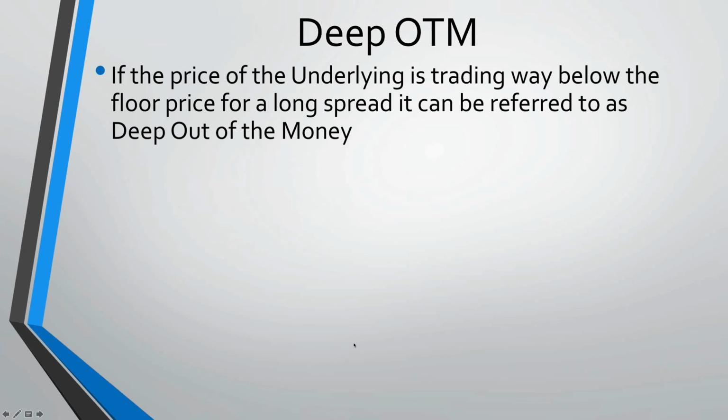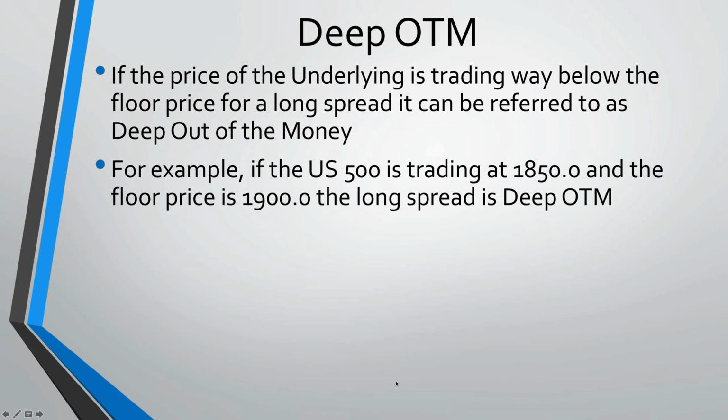Let's look at a deep out of the money. If the price of the underlying is trading way below the floor price for a long spread, it can be referred to as deep out of the money. For example, if the US 500 is trading at 1850 and the floor price is 1900, the long spread is deep out of the money.